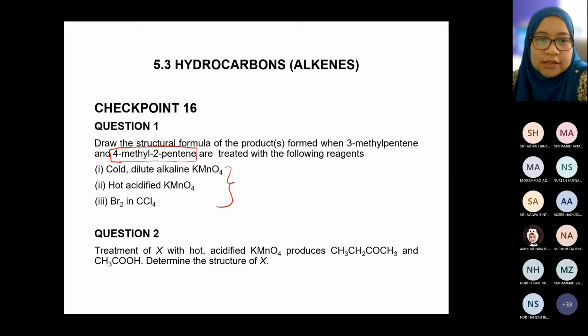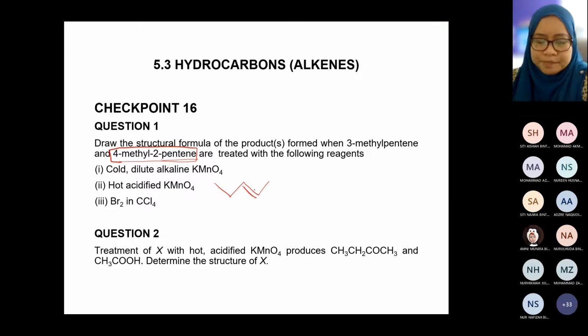Okay, 4-methyl 2-pentene. Nak buat kat mana? Kat sini. Buat di sini 4-methyl 2-pentene. Okay, pentene. 1, 2, 3, 4. 2-pentene. Maksudnya kalau saya nak start from here, from right, 1, 2. So this is your double bond.